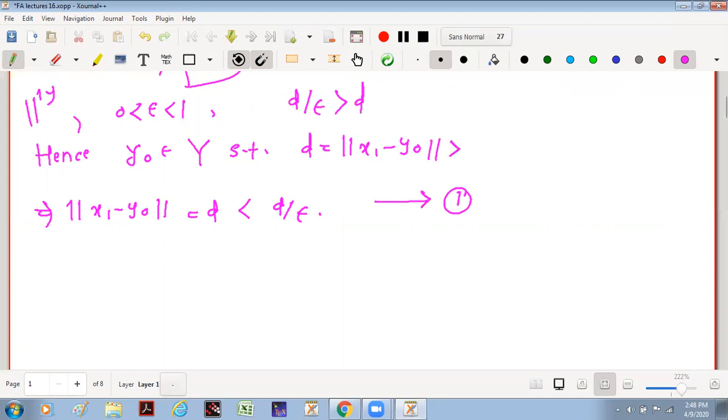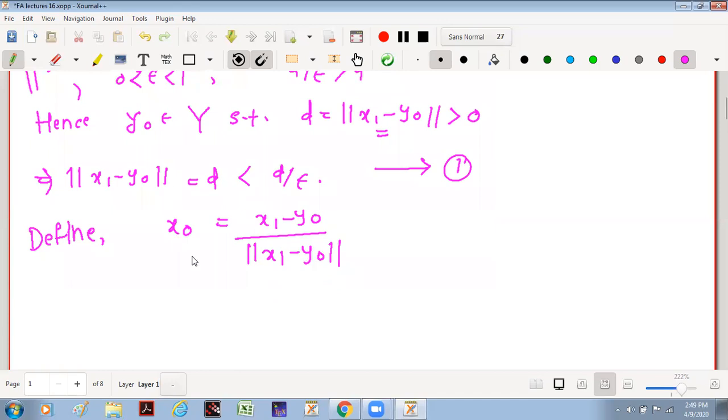Therefore, as this is greater than 0, this vector is a non-zero vector. So why shouldn't I construct a unit vector with the help of this positive vector? How can we construct a unit vector from a given non-unit vector? The process is known to us: just divide the given vector by its norm value. Therefore, we will define a new vector denoted by x naught as x1 minus y naught upon the norm of x1 minus y naught.